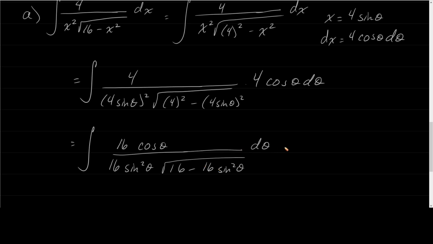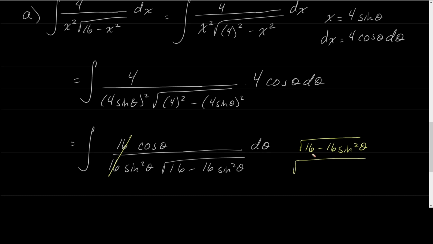Now let's see what we can cancel out. Right away I see the 16s cancel out. And for now that's everything that cancels out. But let's look inside this radical. I'm going to do it here in yellow, just the radical. I have 16 minus 16 sine squared theta.